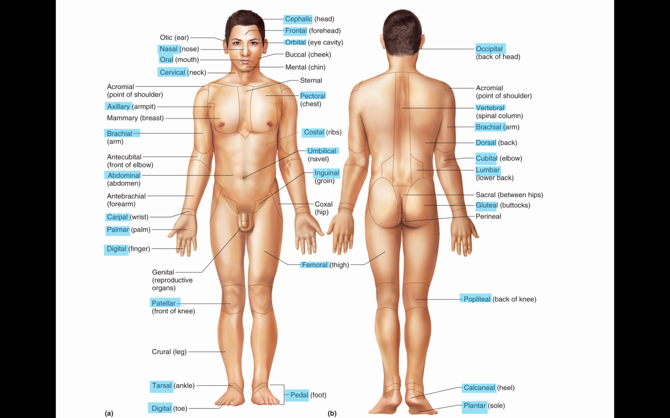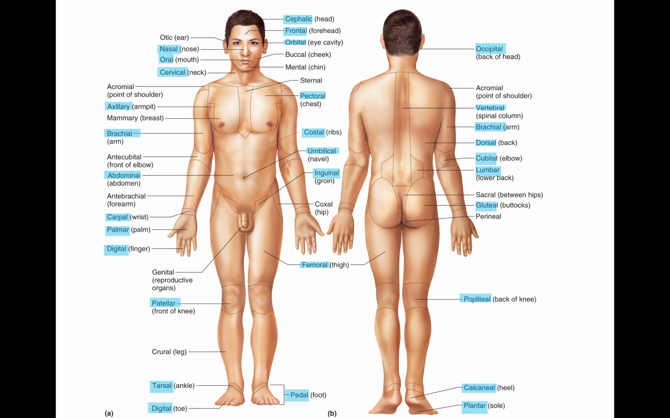Finally, moving into the foot and ankle, your tarsal region is your ankle. Your pedal region is your foot. Your pedal pulse can be found on the top of your foot. Calcaneal region is your heel. The plantar region is the bottom of your foot, your sole, the part that you walk on. That's why they're called plantar warts if you get them on the bottom of your feet. And lastly, as I already mentioned, digital refers to the toes as well as to the fingers.